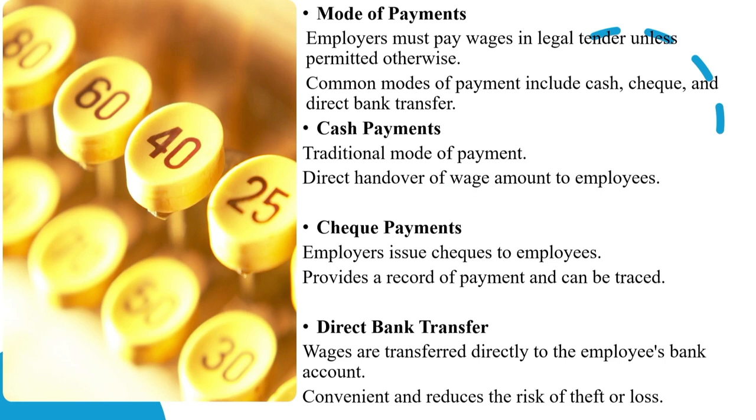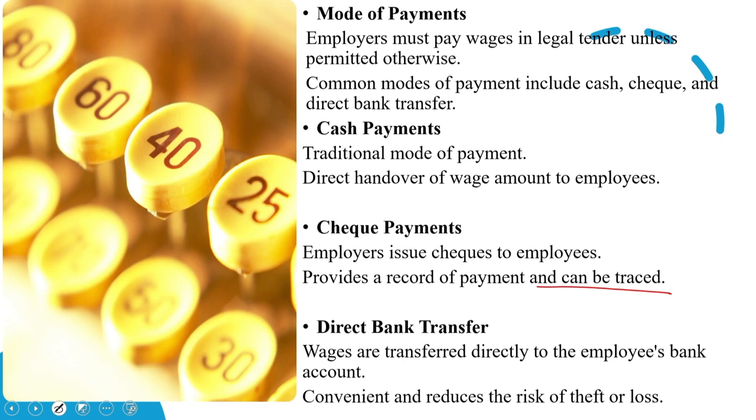So in the traditional payment, we see that there is cash payment, and there is direct handover of the wage amount to employees. When it comes to check payments, wages are usually paid at regular intervals, such as weekly, bi-weekly or monthly. Employers issue checks to employees, so it provides a record of payment that can be traced. This is very significant. There is some level of accountability coming in, and some level of trail, so people can conduct a check and balance with respect to check payments.